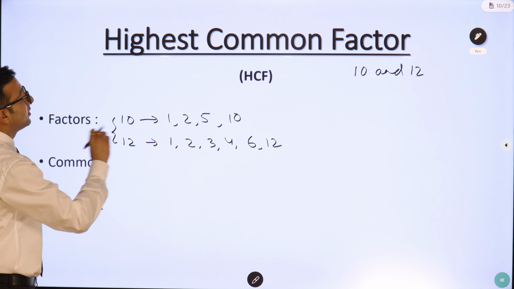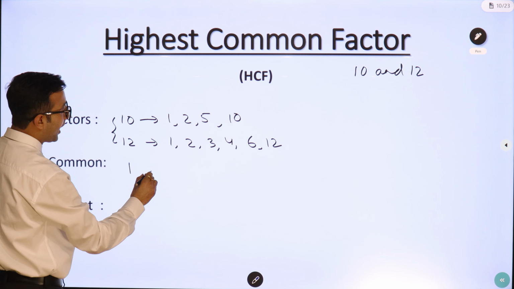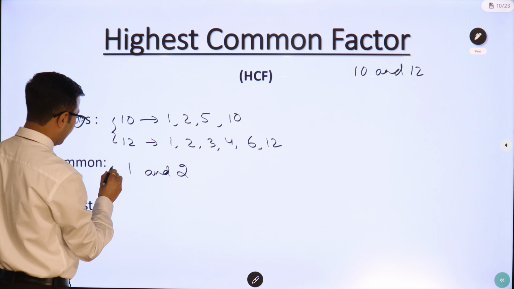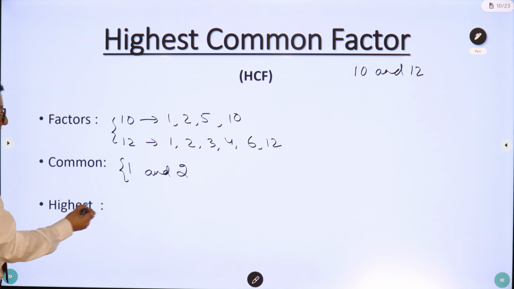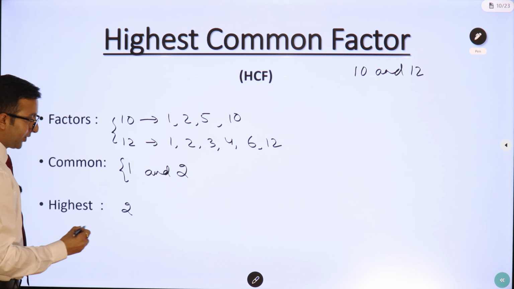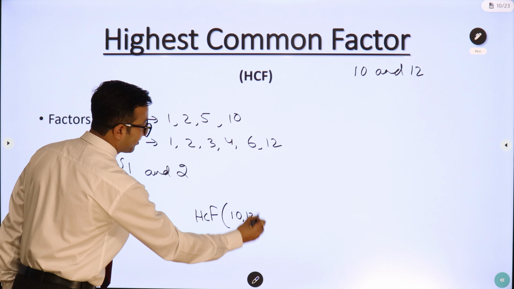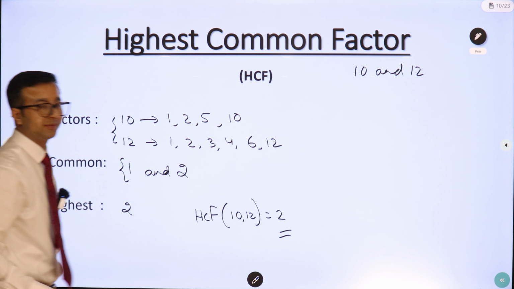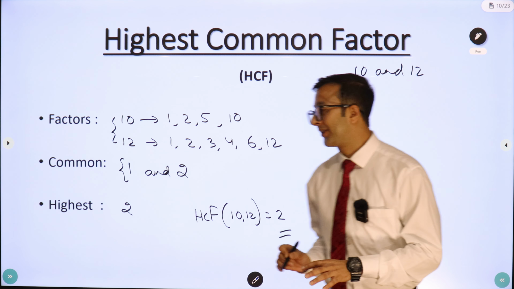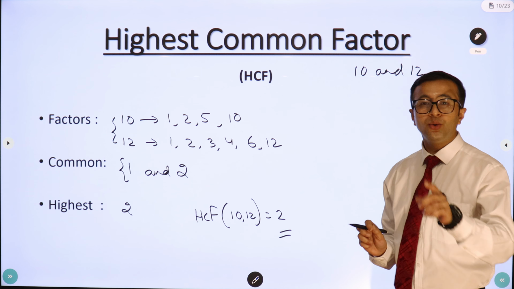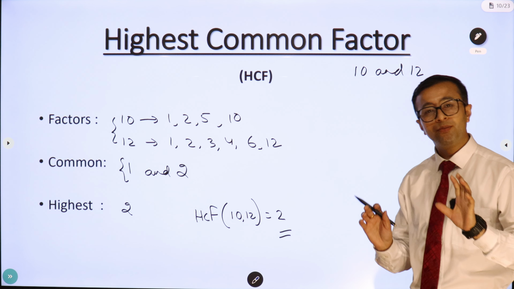So amongst the factors of 10 and 12, which are the common? The common factors are 1 and 2. These are the common factors. So in these two, 1 and 2, which is the highest? So highest is 2. It means that HCF of 10 and 12 is 2. So what is HCF? What is this highest common factor? This number 2 is the greatest number that can divide 10 and 12 both.